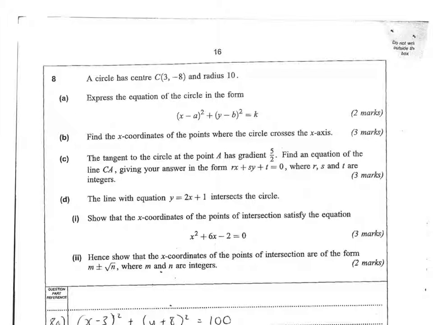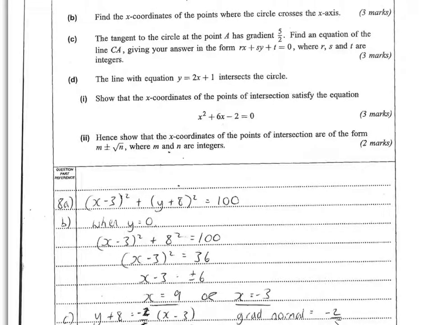Fairly straightforward question with some technically difficult things. Again, have a look at the solution. First part should be relatively straightforward. Be careful, they want k there, so they don't want 10 squared written there, they wanted 100. Working out where it crosses the x-axis, you're putting y equals 0 into the graph equation, leading to 2 answers.